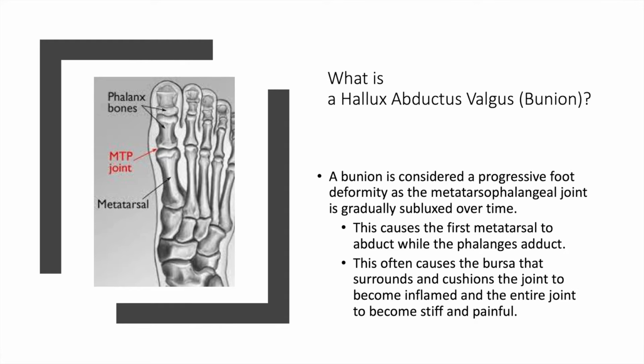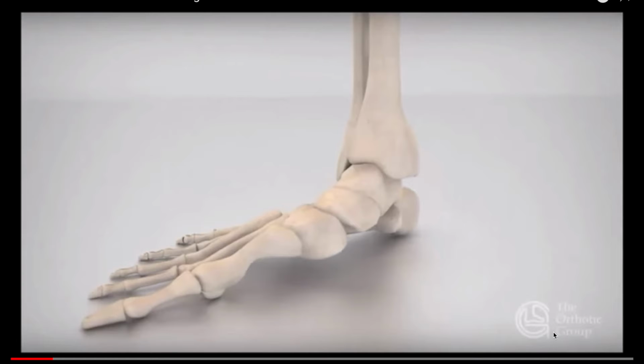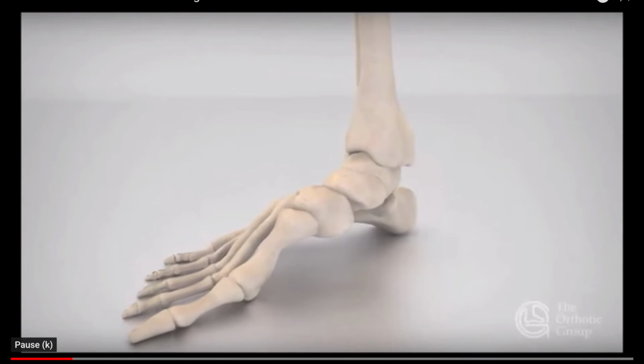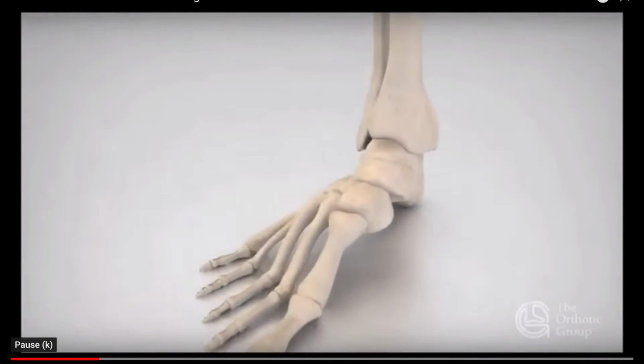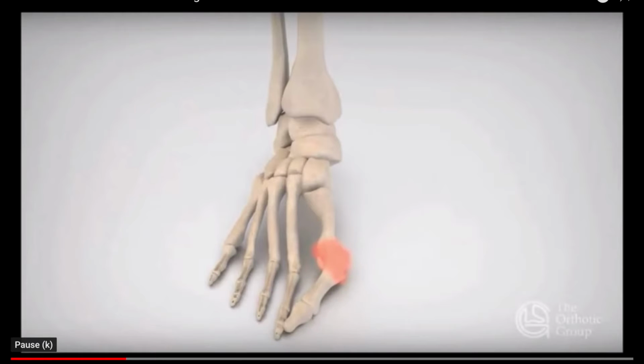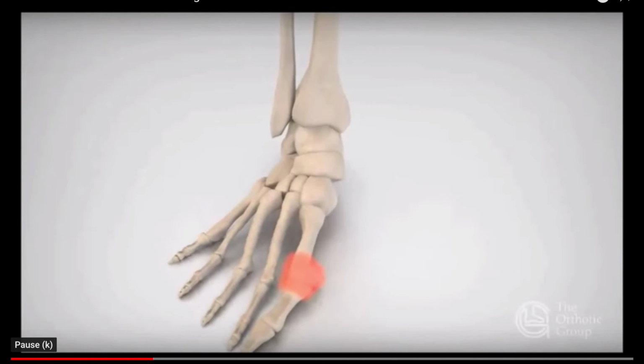This often causes the bursa that surrounds and cushions the joint to become inflamed and the entire joint to become stiff and painful. A bunion's cause is multifactorial in nature, with each individual case being hard to define. So we're going to show you a video of how a bunion on the foot progresses over time. As you can see, bunions can cause the toes to shift over time, leading to poor foot alignment.